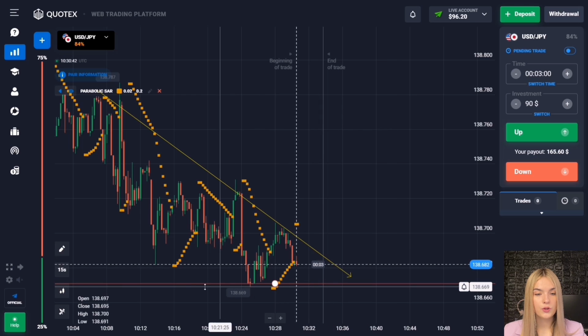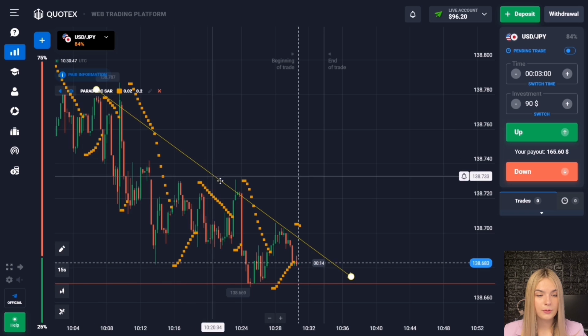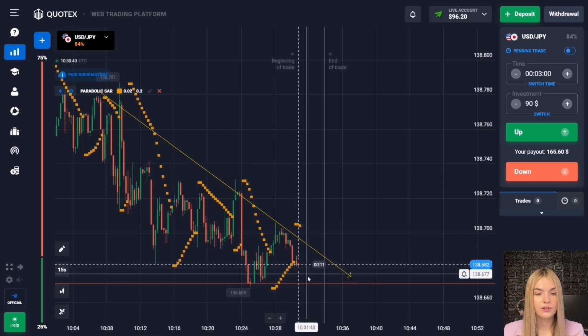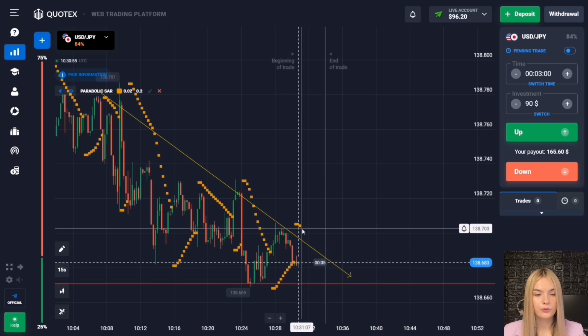Here we see the level of support. We also see that at the moment there is a good confident downward trend. The main price highs are getting lower. Also several points have already appeared above our chart. Here I propose to open a deal for 3 minutes to decrease.